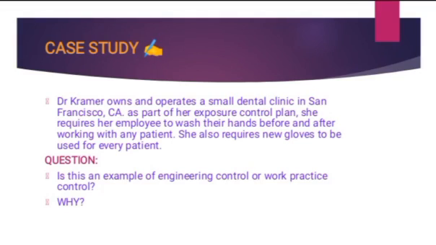And now here is a case study to round up that chapter. It says Dr. Kramer owns and operates a small dental clinic in San Francisco, CA. As part of her exposure control plan, she requires her employees to wash their hands before and after working with any patient. She also requires new gloves to be used for every patient. Question: is this an example of engineering control or work practice control?